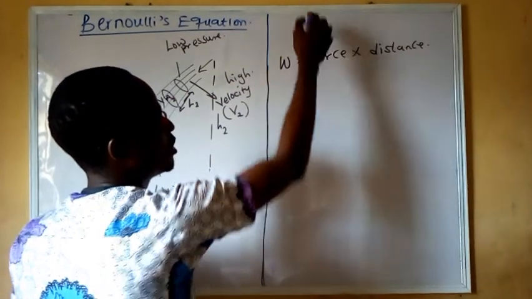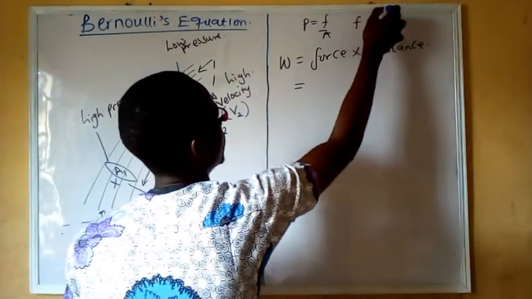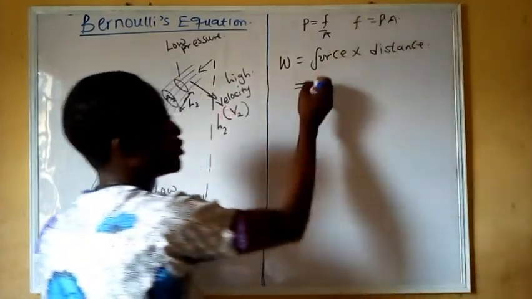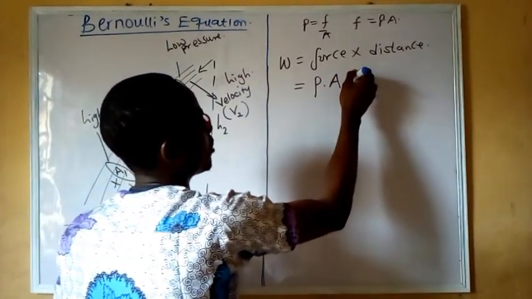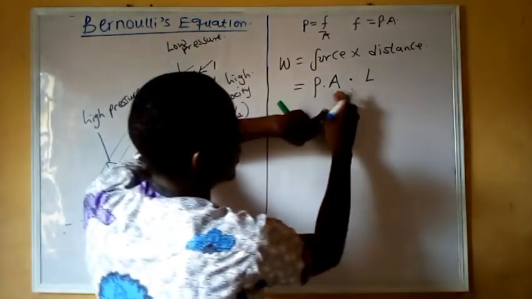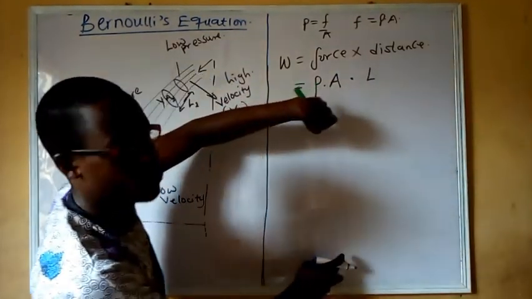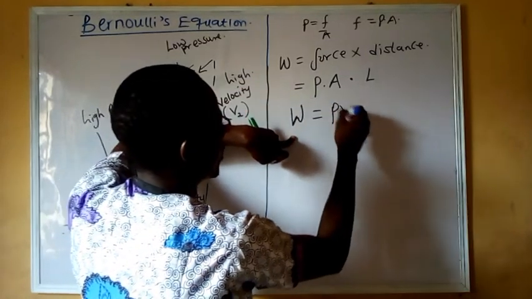Don't forget, pressure equals force over area. So force equals what? Pressure times area. So we have pressure times area multiplied by distance L. If L is distance, area times distance will give us volume. So the work done is equal to what? Pressure times volume.